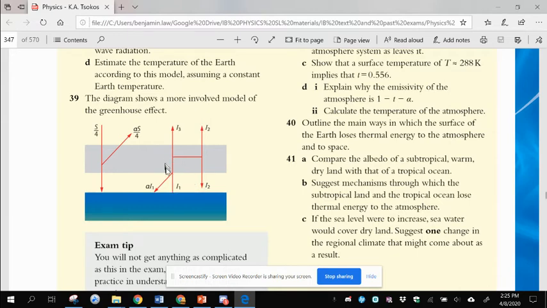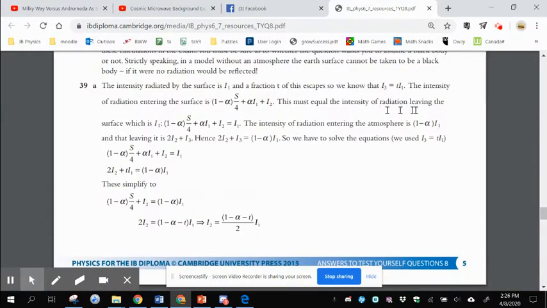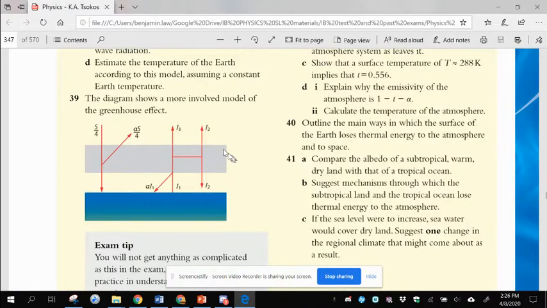The amount of radiation going into the atmosphere from the Earth's radiation is actually brackets 1 minus alpha times I1, because alpha is reflected back due to albedo. So the amount of radiation getting into the atmosphere will be brackets 1 minus alpha times I1. This is what it is here. And that amount of radiation equals I3 plus I2 plus I2.